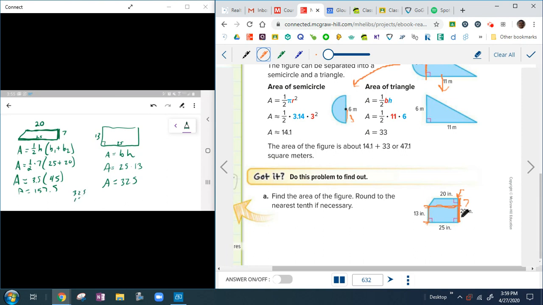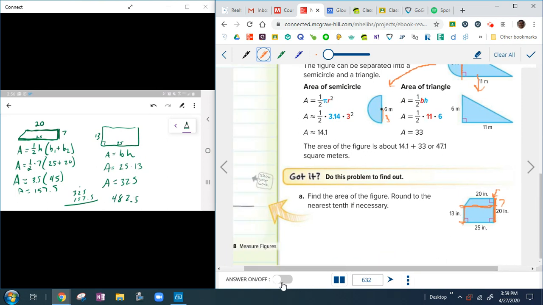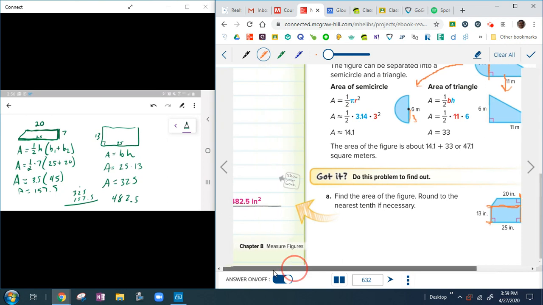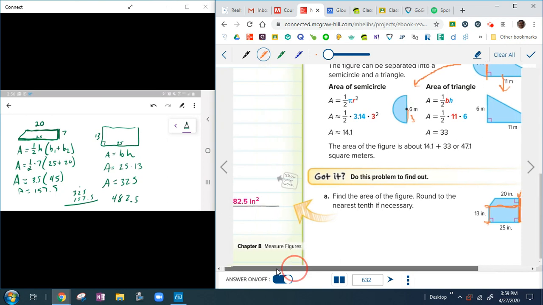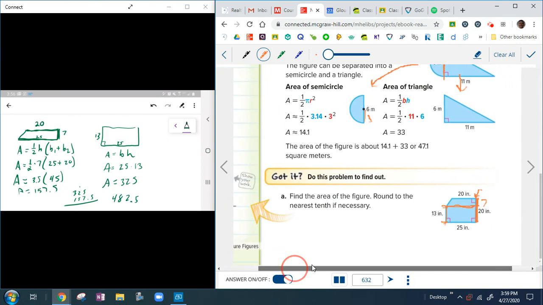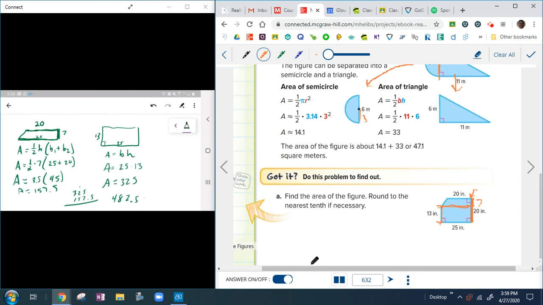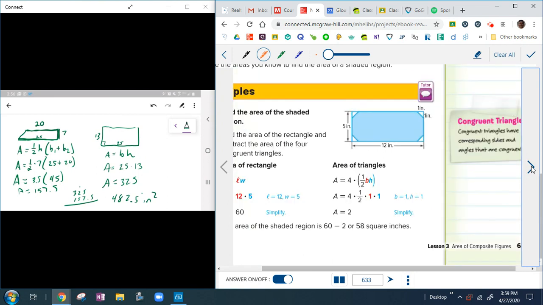325 plus 157.5 gives us 482.5. Let's see if we're right. All right, 482.5. And remember, area is always measured in square units, so I should add my inches squared there. All right, we're cruising, guys. Hopefully that makes sense to you.